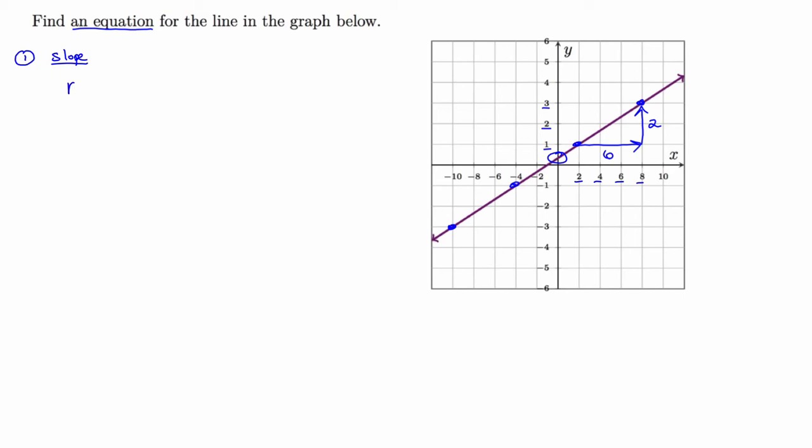So now we know that the slope is the rise over the run, which in this case is 2 units up and 6 units to the right, 2 over 6. I'll reduce that fraction to give me a slope of 1/3. Now that we have the slope, we can state the equation in point-slope form.